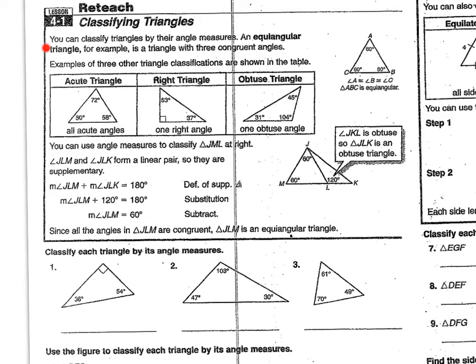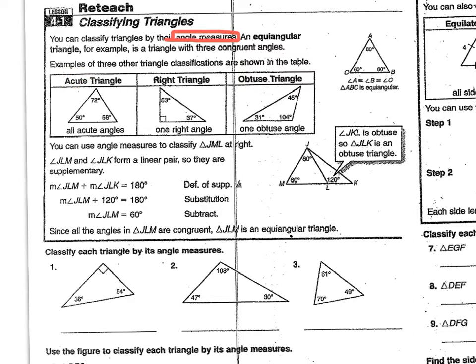here we have, you can classify triangles by their angle measure, so please underline that. Because I could ask you, what's the name of that triangle? Well, it depends. If it's by their angle measures, you can call it equiangular. What is equiangular? Well, equiangular is when all the angles are equal. They're congruent.